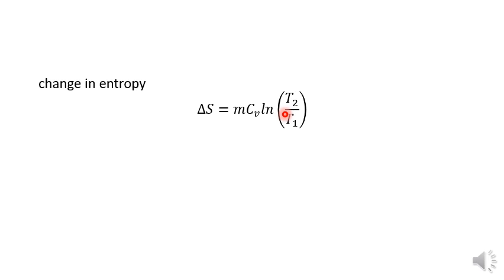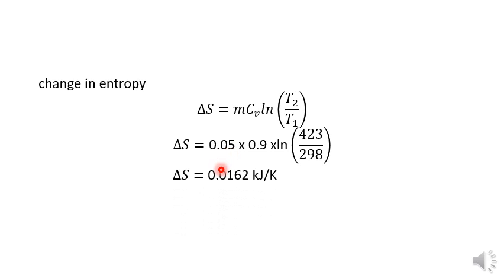All the data are given in the problem, so substitute in the formula: m, CV, T2, T1. Delta S is equal to 0.05 times 0.9 times ln of 423 divided by 298. It is necessary to convert degree centigrade into Kelvin. First calculate ln 423 by 298, then multiply by 0.9 and 0.05, and we get delta S. Here we take CV in kilojoule per kg Kelvin and temperature in Kelvin, so the unit is kilojoule per Kelvin. 0.0162 kilojoule per Kelvin is the change in entropy during the constant volume process.